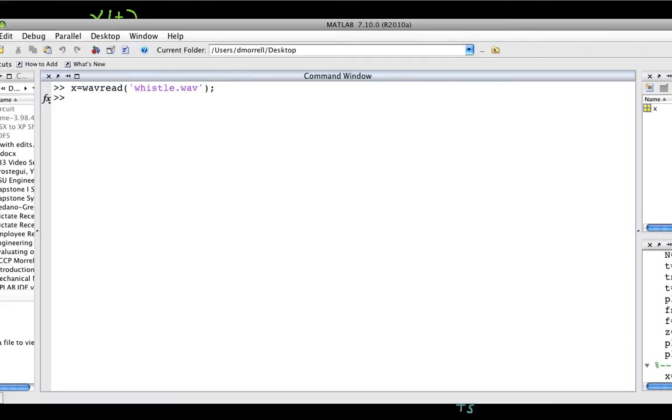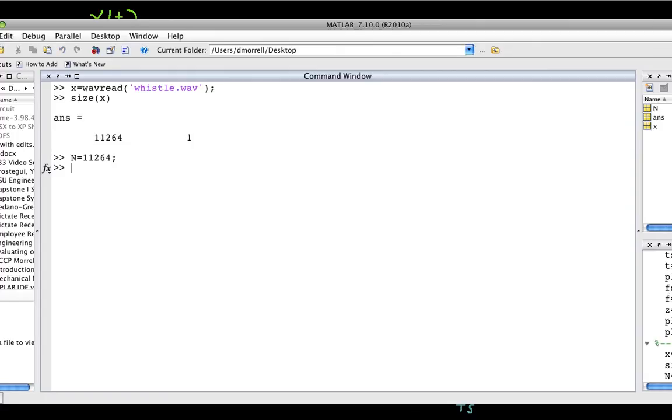Okay, so I've read it. Now I need to know how many samples I have. I can do that by doing size of x. So it turns out by looking at this, the number of samples is 11,264.